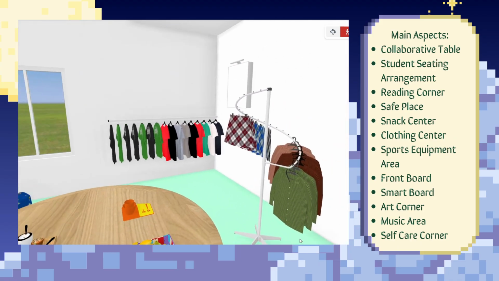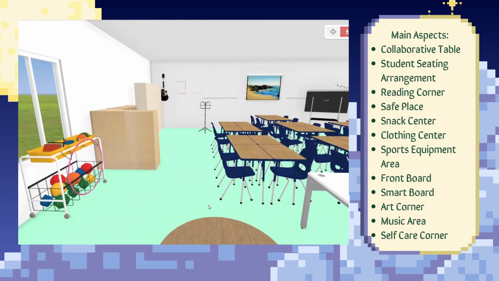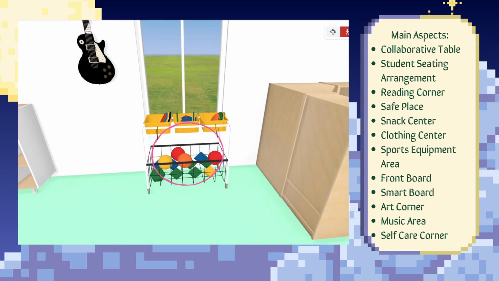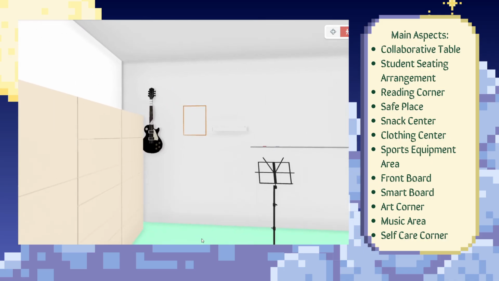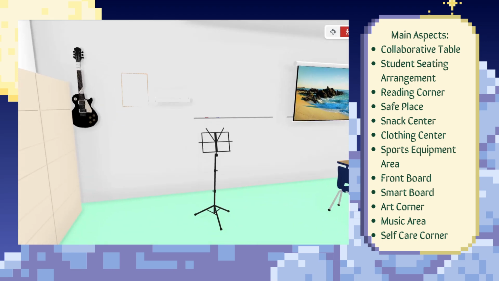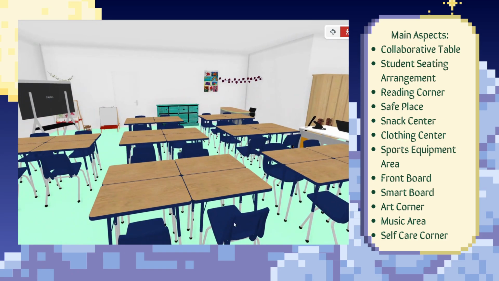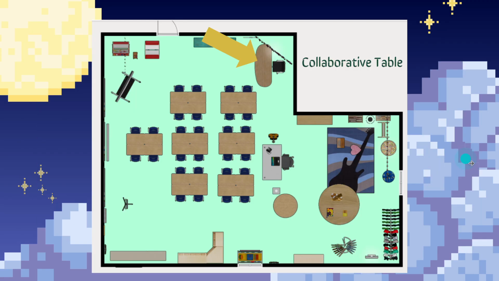Moving on, we will be able to see the sports area, the little cart that contains the balls and the hula hoops. We can also see a little bit of the music incorporation in the classroom, the guitar, the music stand. We can see the front board as well as the projector and the art area in the little corner.